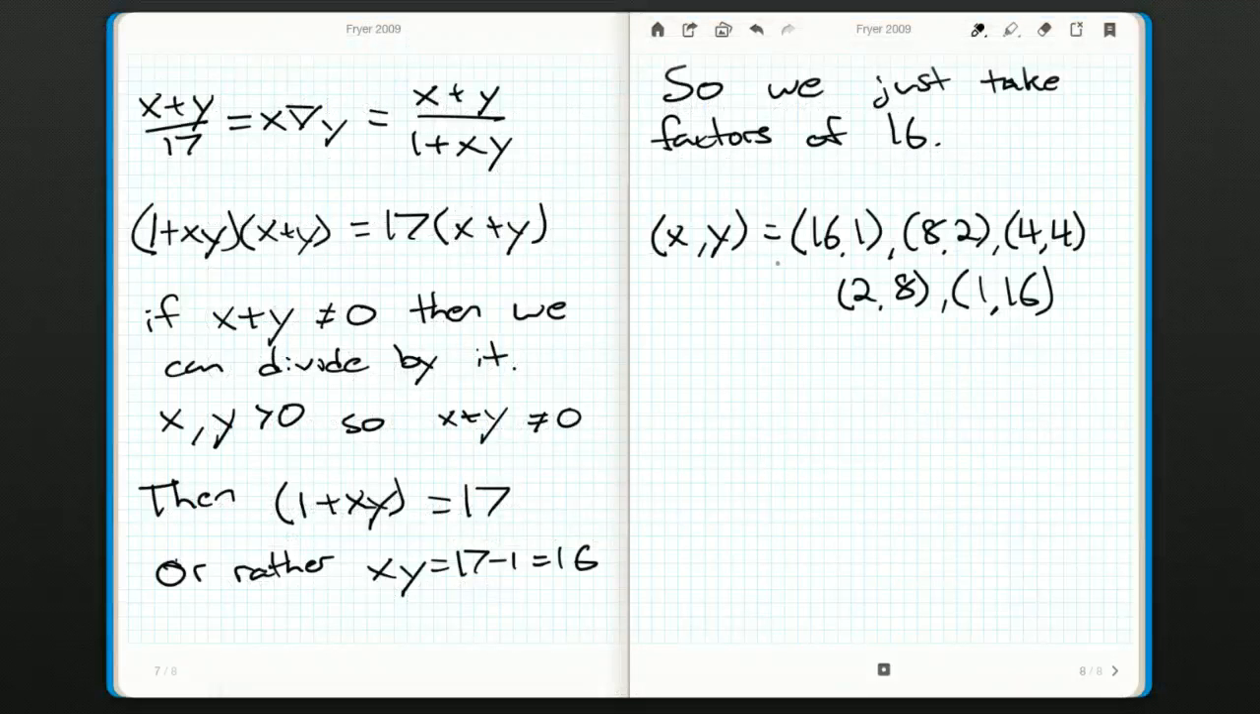And if we wanted to, we could go back and use our formula for x triangle y with each of these and show that it does work. But we don't need to. The math speaks for itself. And that about covers it for question number 2.